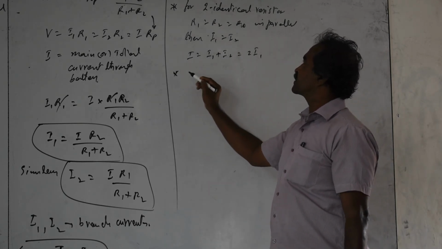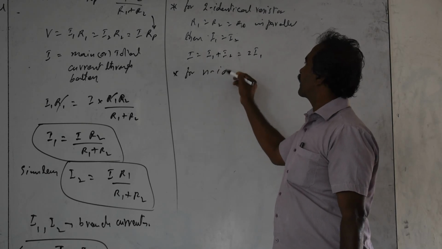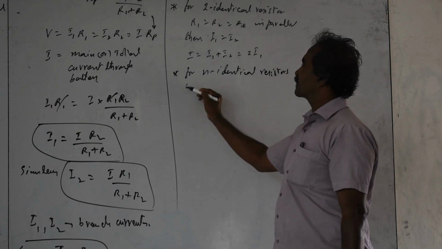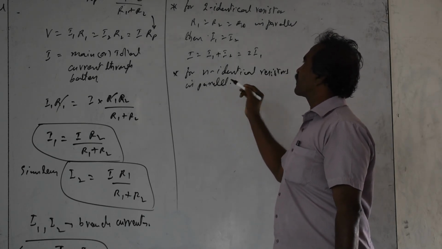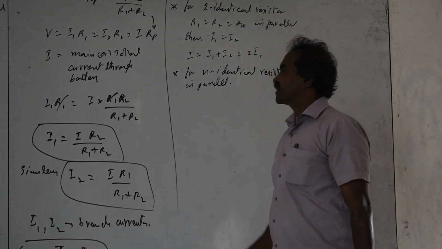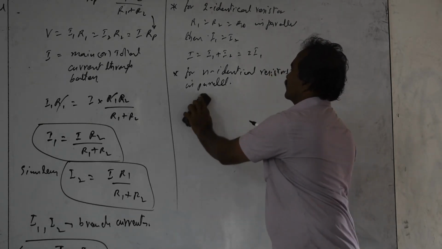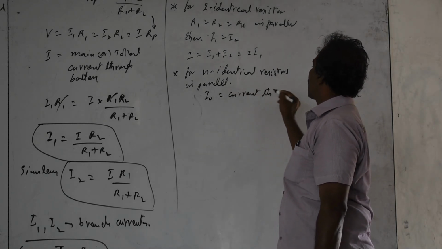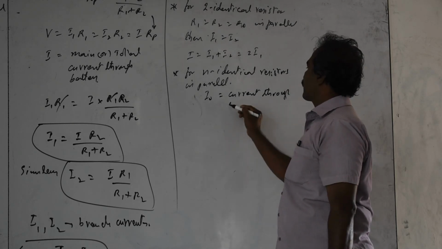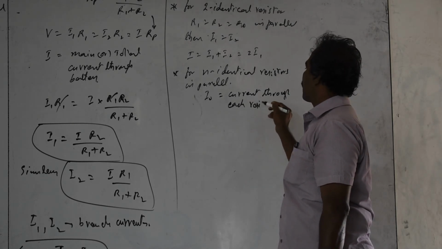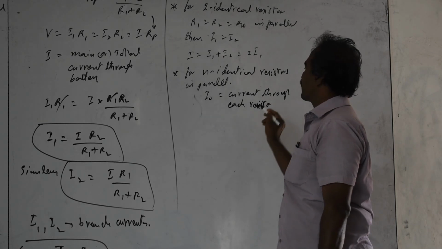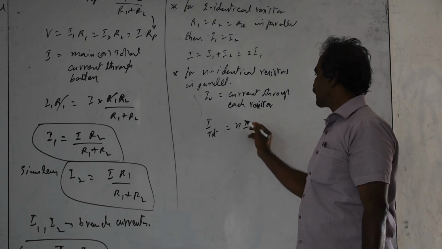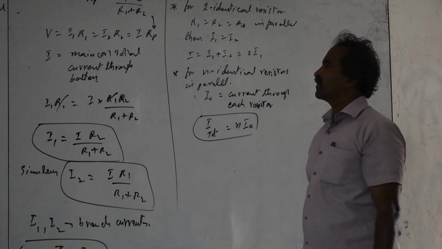For n identical resistors in parallel, the current is divided equally. So the total current is n times I naught, where I naught is the current through each resistor, equally divided.